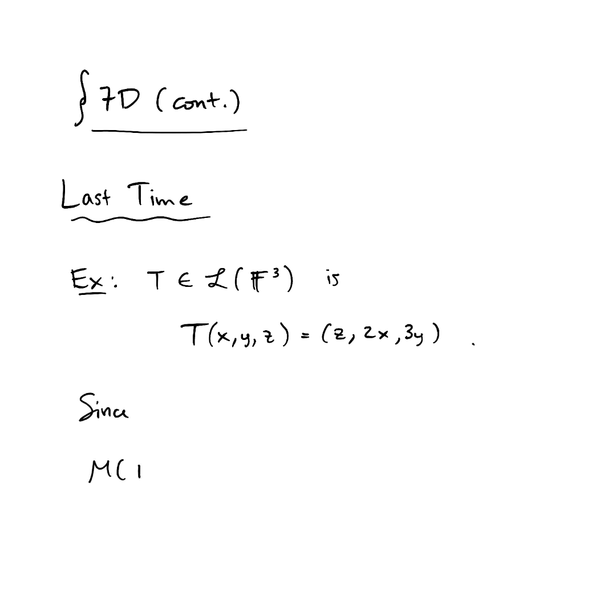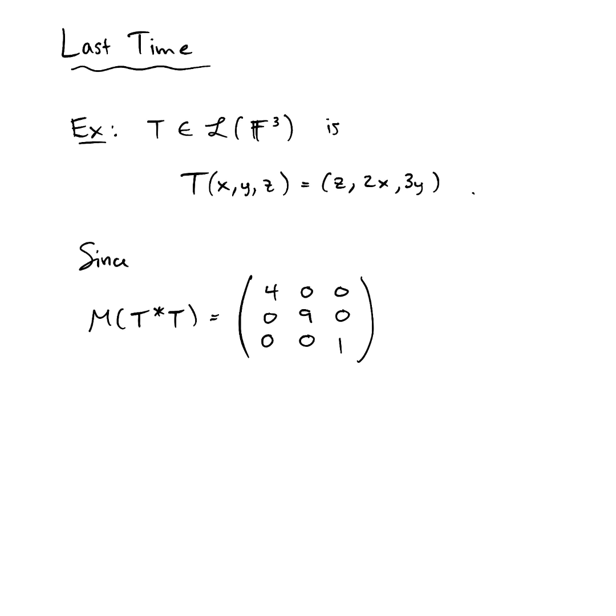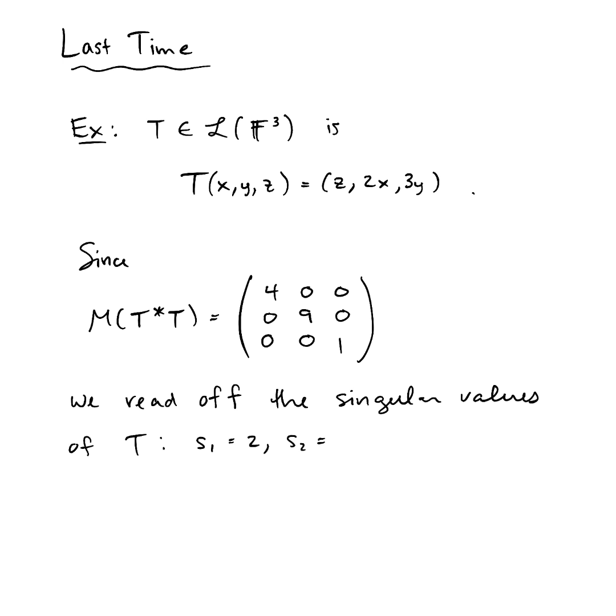All right, and now what we found was, since the matrix for T star T turned out to be 4, 9, 1 on the diagonal, which is not surprising because T star T is a positive self-adjoint operator, we can simply read off the singular values of T. It's s1 equals 2, s2 equals 3, and s3 equals 1.